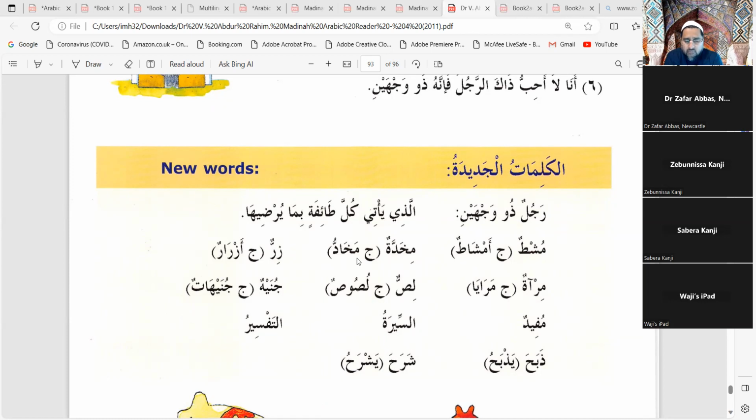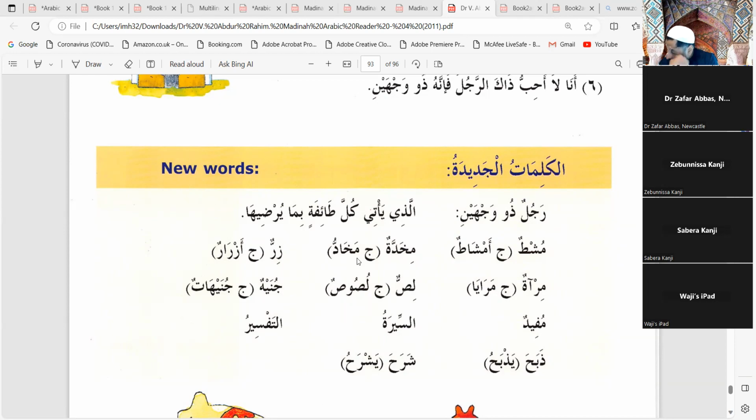Okay. Mushtun, and the plural is amshatun. What does that mean? Okay. Comb. Mushtun is comb. Yep. Okay. Next one. Mikaddatun, makhadun. Pillar. Zirrun, azrarun. Button. Mir'atun, maraya, mirror. Yep.